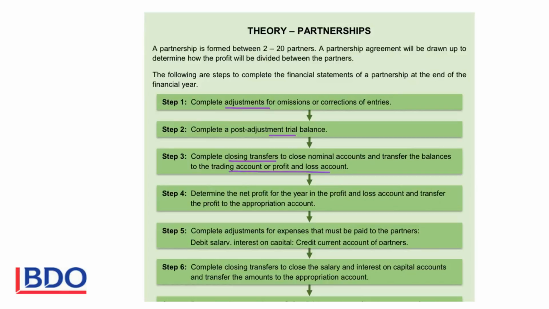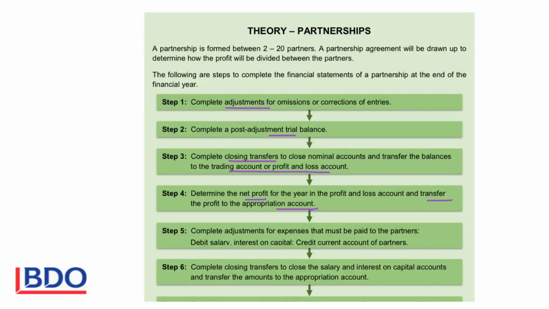So the first 3 steps are exactly the same as the steps that you will follow when you complete the financial statements of a sole trader. From step number 4, we have additional information. So in step 4, we've already calculated this net profit in the profit and loss, and we will transfer it to the appropriation account. Because in a sole trader, the total profit that you make in the profit and loss account will go to the capital account of the owner.